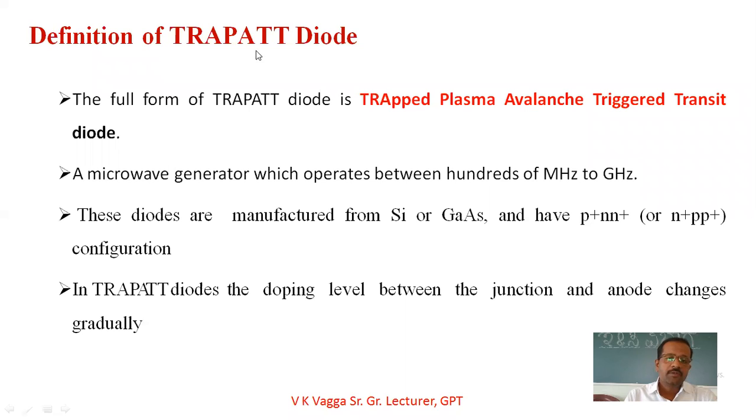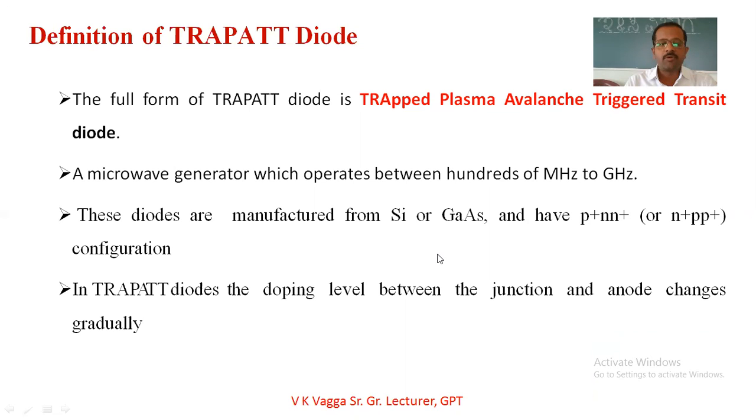So the TRAPATT diode is a trapped plasma avalanche triggered transit diode. It is also a type of microwave generator, once again the same as the IMPATT diode. It operates from hundreds of megahertz to hundreds of gigahertz. The IMPATT diode operates from 3 gigahertz up to hundreds of gigahertz and more.